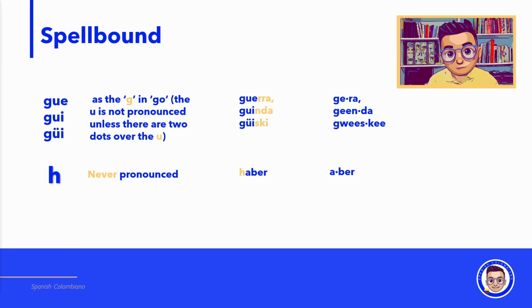The next spelling rule is with J in Spanish. We pronounce J as H in "hello." An example is jardín, garden in English. Just change that sound at the beginning for an H sound, the same sound that you use for "hello." So you should say jardín.